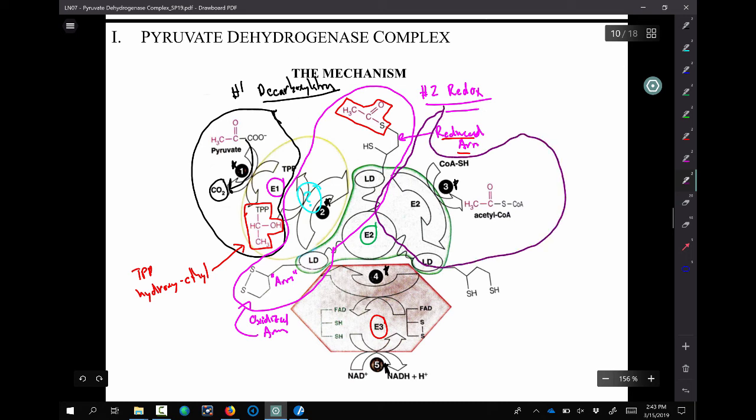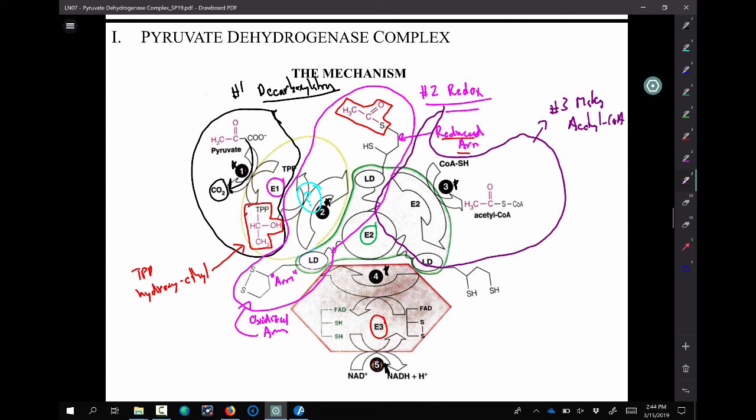Here we go. Step number 3 makes acetyl-CoA. The enzyme's name is trans-acetylase, so this happens in E2. The arm reaches into E1, grabs the carbon, the acetyl group, gets electrons, and carries the acetyl group into its own active site. Coenzyme A is waiting there, and it makes acetyl-CoA in step 3.